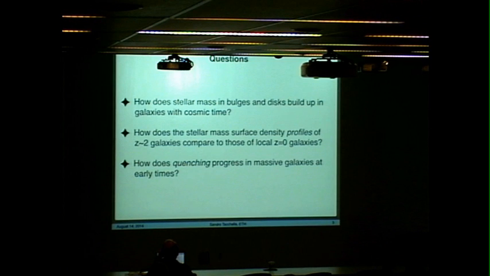So with this data in hand, I will tackle the following questions in my talk. How does the stellar mass in bulges and disks build up galaxies with cosmic time? How do the stellar mass surface densities and profiles of redshift 2 galaxies compare to those of local redshift 0 galaxies? And how does the quenching progress in massive galaxies at early times?